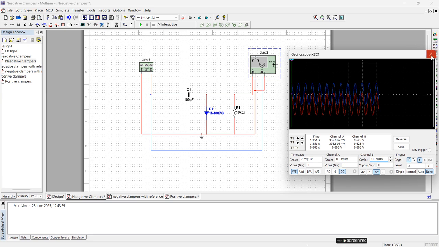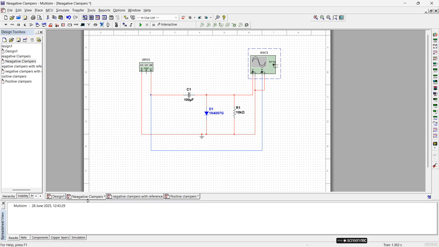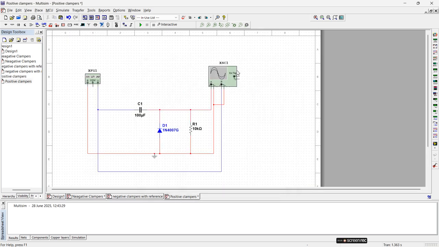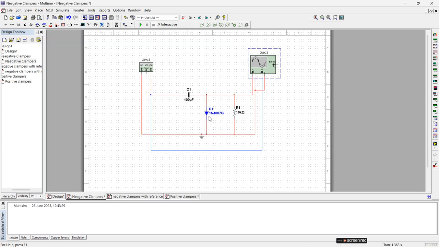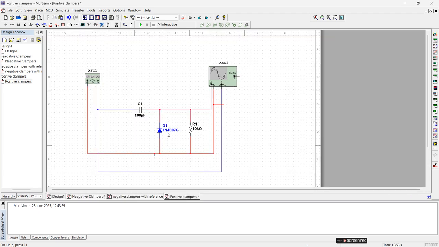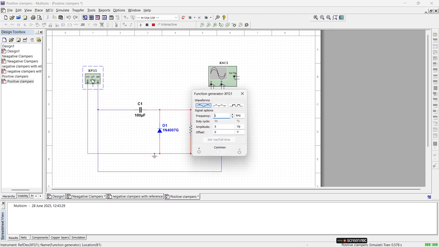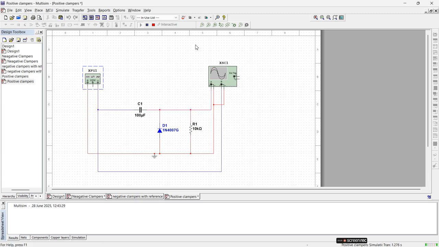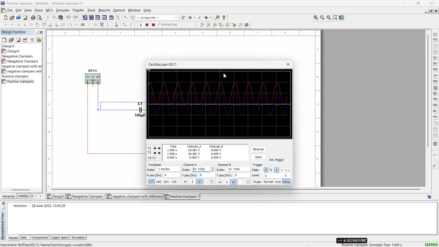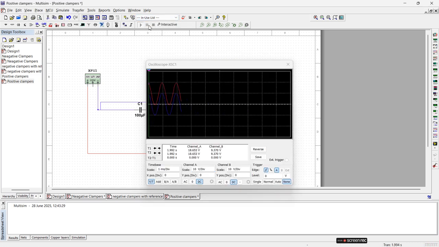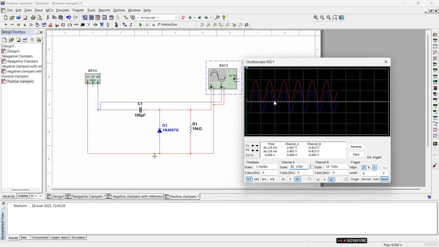Similarly, we need to verify the positive clamper. The circuit connection is already established. So just change the diode direction compared with the negative clamper. In negative clamper, anode is on the downside, and in positive clamper, anode is on the upside. Okay, just run the option. Same once again, 1 kilohertz, 5 volt peak voltage, and observe the output waveform. So output is shifted to the positive side.